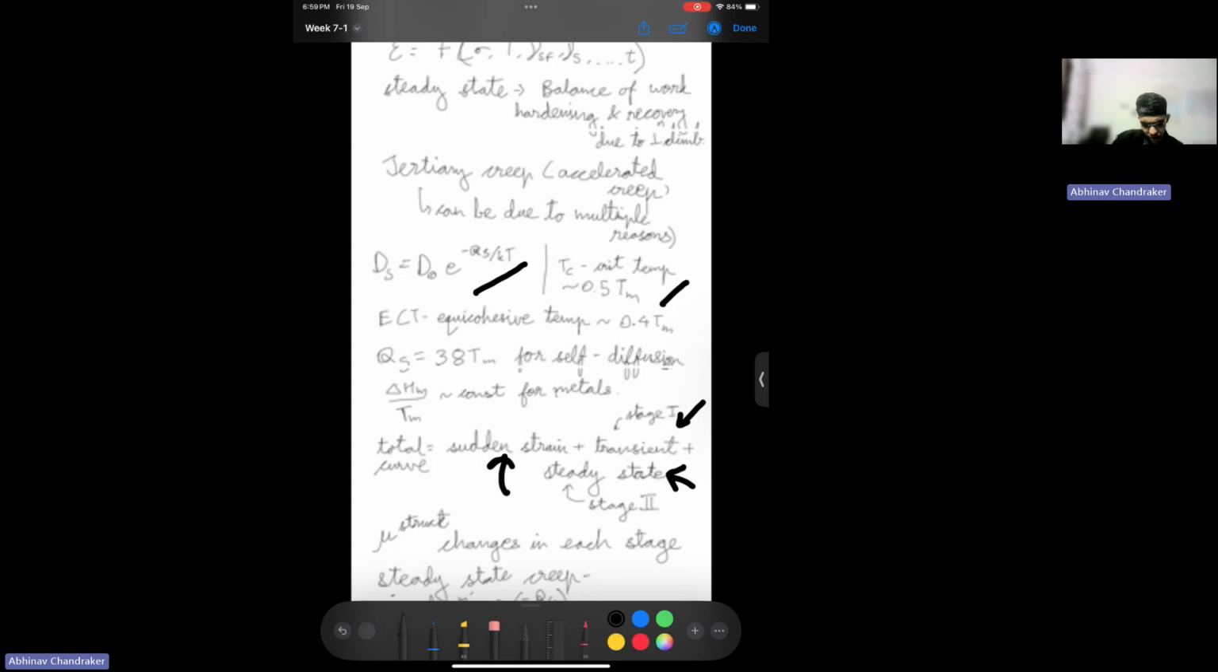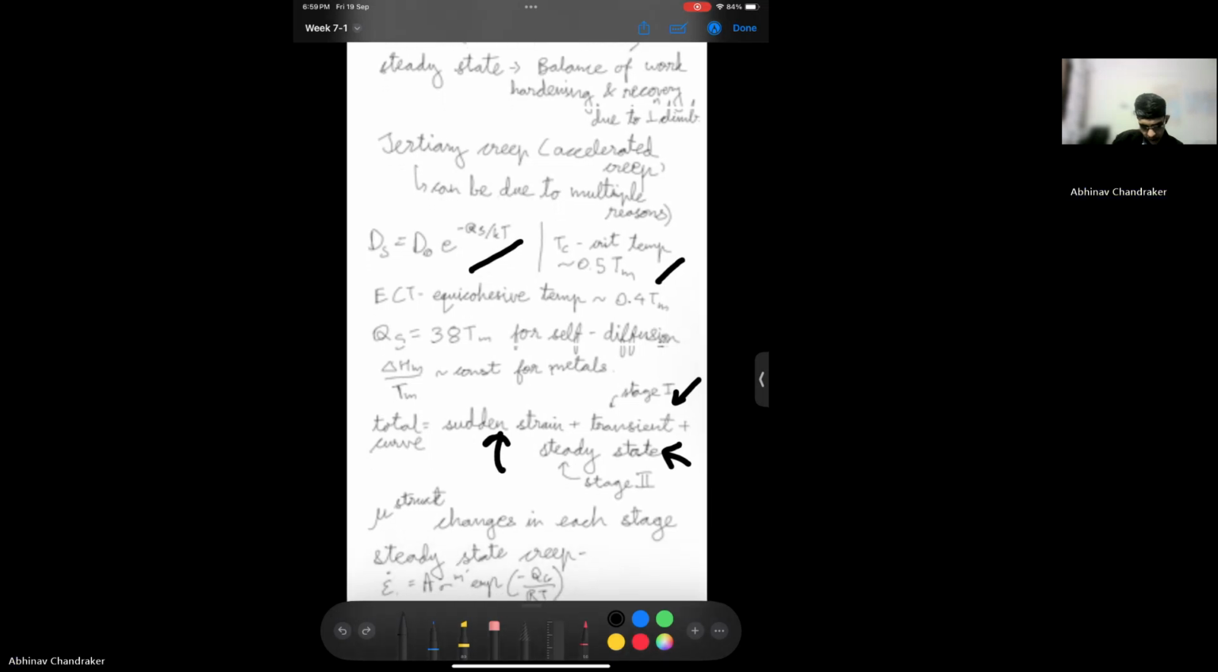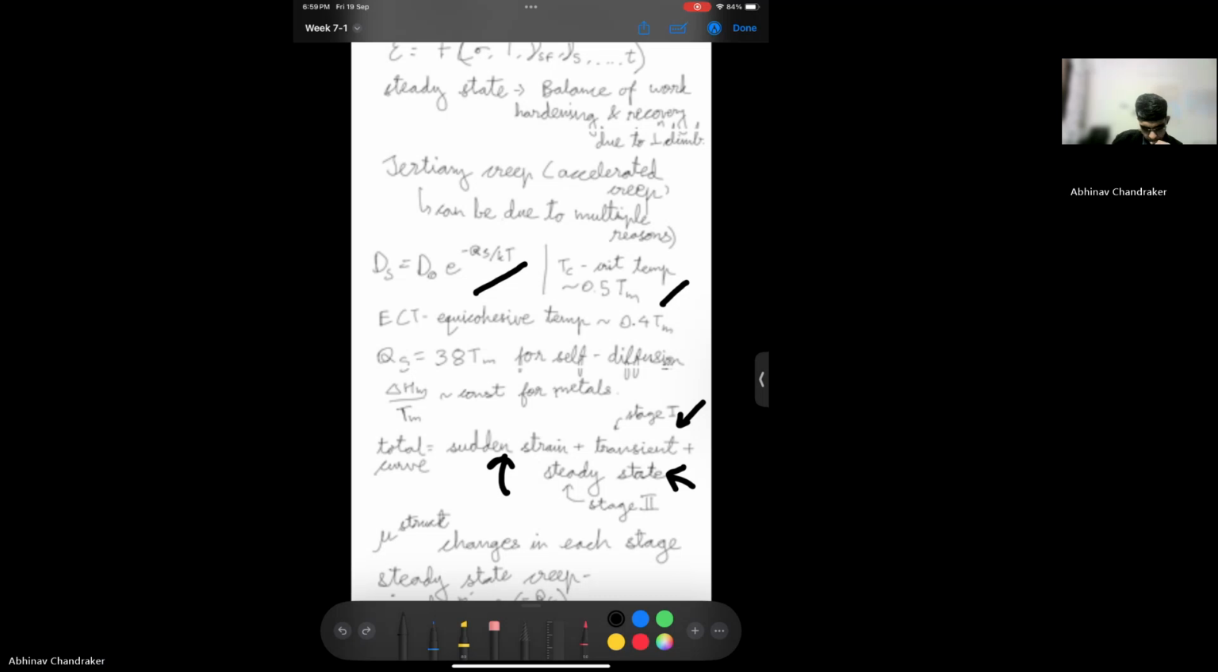And here you have Qs equal to 38 Tm, the activation energy. Qs equal to 38 Tm for self diffusion.